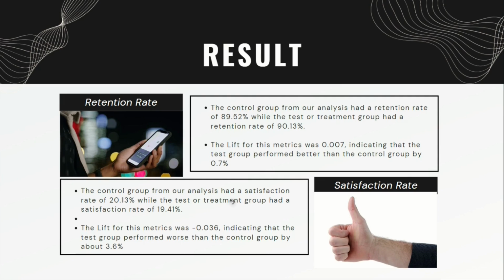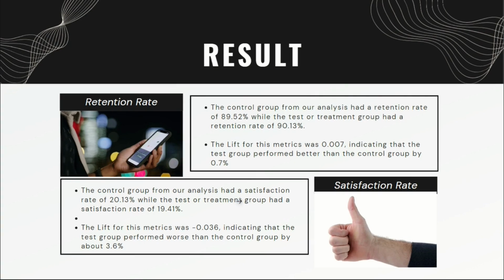And we know that the new feature in our case here is the feature that helps users predict their best match ride. Based on the results of the satisfaction rate, we discovered that the control group performed better than the test group. The control group had a satisfaction rate of 20.13%, while the test group had a satisfaction rate of 19.41%, which generated a lift of about negative 3.6, showing that the control group performed significantly better than the test group. And in the course of this video, we're going to find out how and why.